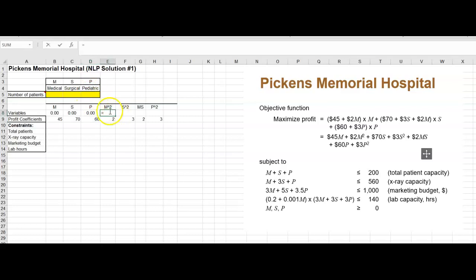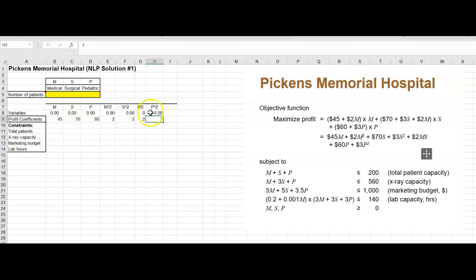For m squared, it will be the cell where m's value is stored to the power 2. The same way for s squared, it'll be C5, where s's value is stored to the power 2. For ms, it will be the cell where m is stored multiplied with the cell where s is stored. And then finally, for p squared, it'll be the cell where p is stored to the power 2.